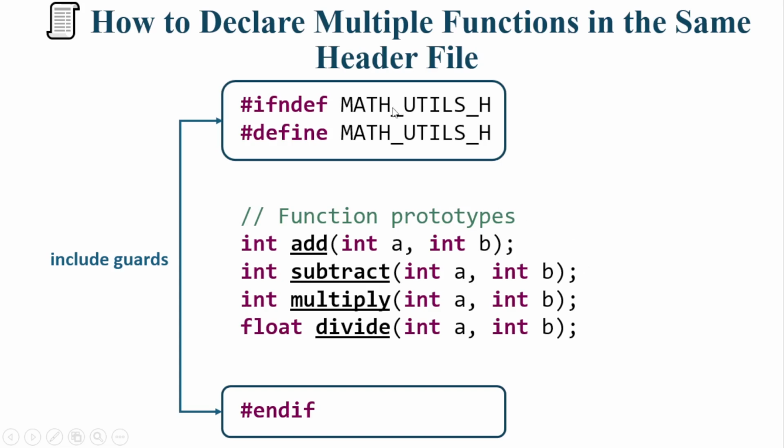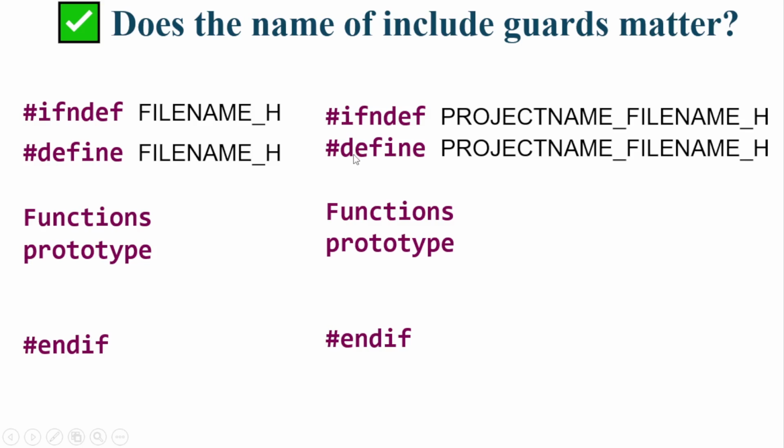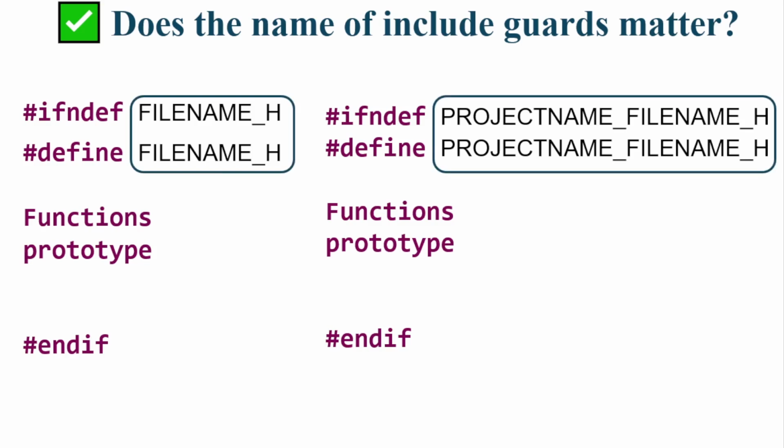Does the name of include guards matter? In functionality, the compiler only cares that the macro is unique within your project. It doesn't matter what the name is as long as it's consistent between #ifndef, #define, and #endif. In practice, the name should be unique to avoid conflicts with macros from other files or libraries. A common naming convention is FILENAME_H, or better, PROJECTNAME_FILENAME_H.